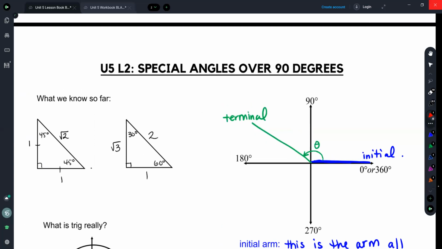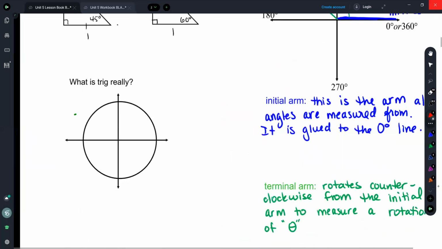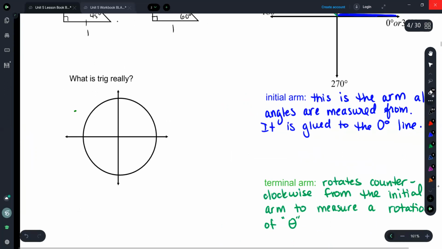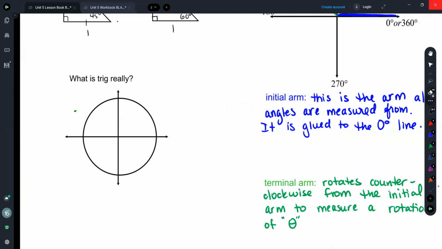Okay, so we have the initial arm, we have the terminal arm. We're going to be doing units of measurement for angles that are greater than 90, so going into the other quadrants other than that first quadrant. We have been focusing a lot in grade 10 on triangles, and that is what we understood trig to be. I use sine, cos, and tan inside a right angle triangle, or I use sine law and cosine law in non-right triangles, and they help me find units of measurements of angles and sides in the triangles. That is true.